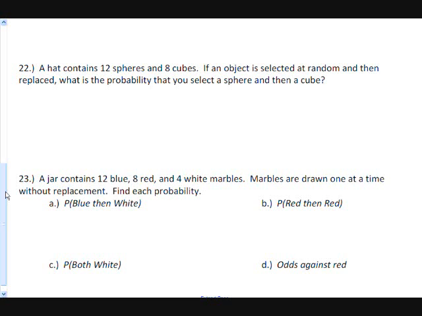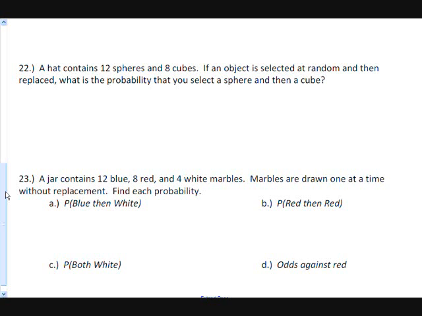Next it says a hat contains 12 spheres and 8 cubes. If an object is selected at random and then replaced, so we're going to pull that object out, we're going to put it back in the hat, we want to know what's the probability of getting a sphere and then a cube. Okay, so the probability of a sphere and then a cube.